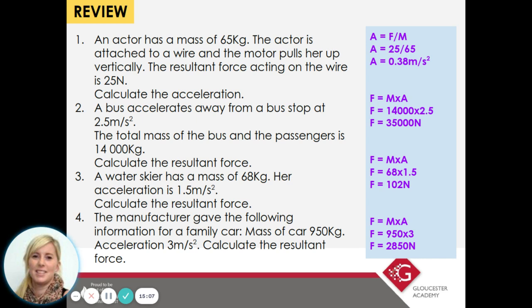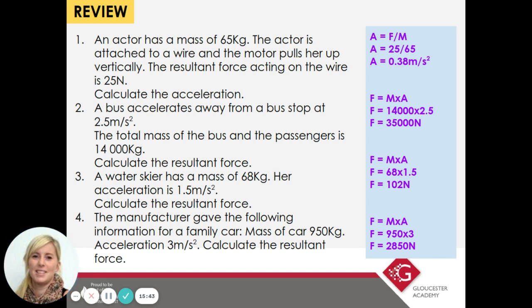Third question then, so this is our water skier, has a mass of 68 and an acceleration of 1.5 meters per second squared. So 68 times 1.5 equals a force of 102 newtons to move that water skier. And then the last one, the manufacturer gave the following information for a family car. So it's a car that weighs 950 kilograms and accelerates at 3 meters per second squared. Calculate the resultant force. So again, that's F equals ma. 950 times 3 equals 2,850 newtons.